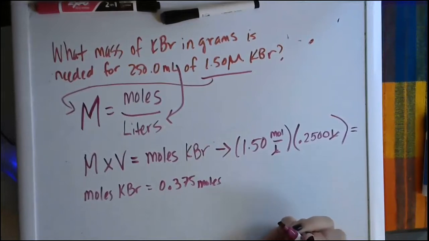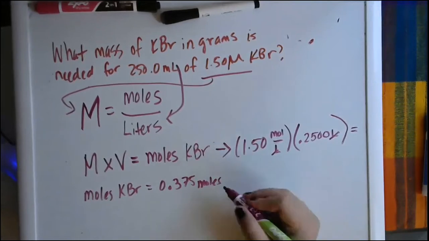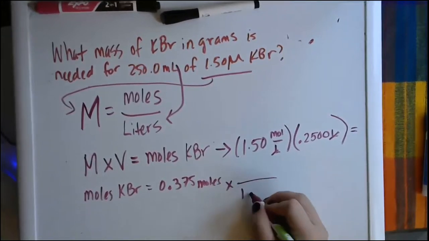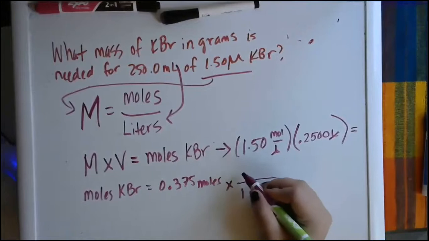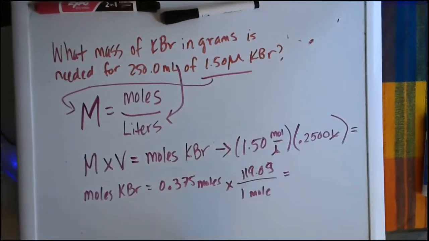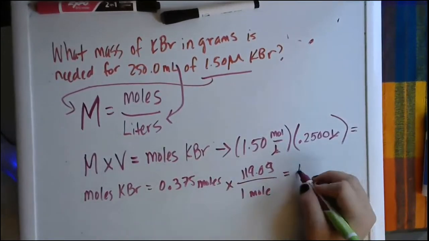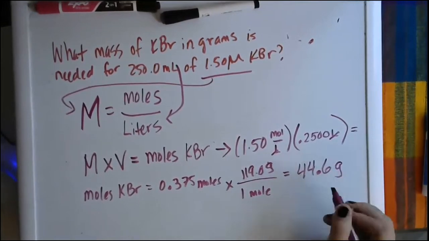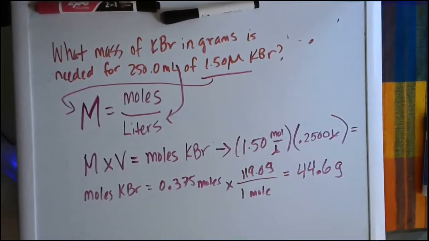Okay. Now we want to know how many grams of KBr we were going to need to add to the solution. So to figure out the gram value from this, we will take the molar mass. We know that for every 1 mole of KBr, there are 119 grams. Which means that we would have to add 44.6 grams of KBr to 250 milliliters of water to make a 1.5 molar solution of KBr.